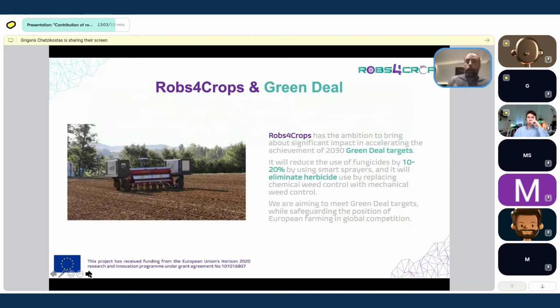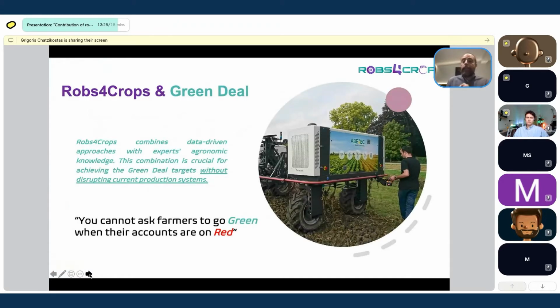So, Robots for Crops is very much contributing to specific Green Deal targets. We want to reduce the use of fungicides by 10 to 20% by using smart sprayers, but we also want to eliminate the use of herbicides by replacing the chemical weed control with mechanical weeding. But what is even more important, we want to achieve all these things and we want to introduce the agronomic knowledge into the equation without disrupting the current production systems.